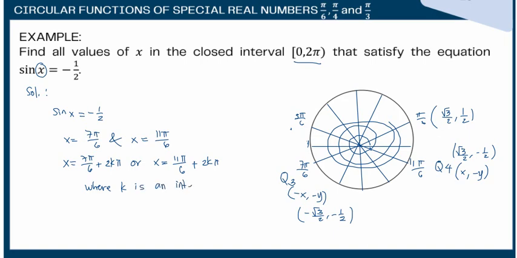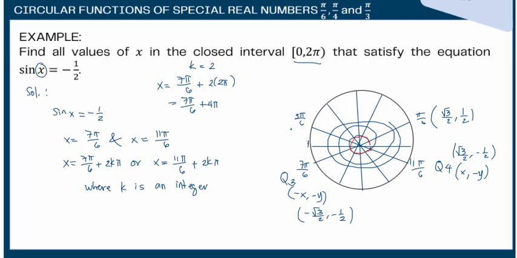Why is that? We have to make sure that k is an integer here, because, for example, we set x equal to 7 pi over 6, where your k here is going to be 2. That means 2 times 2 pi, so that would be 7 pi over 6 plus 4 pi. Meaning, it makes two rotations.